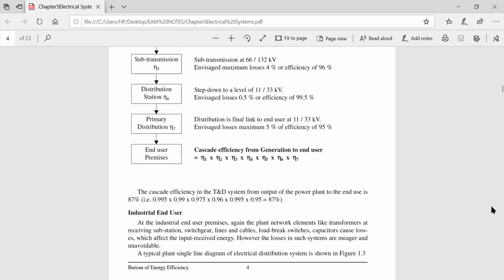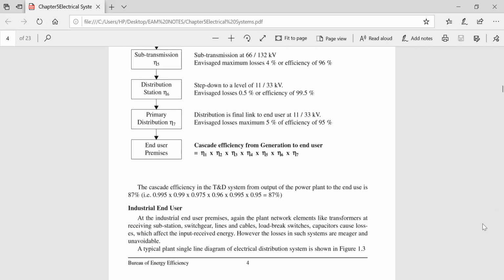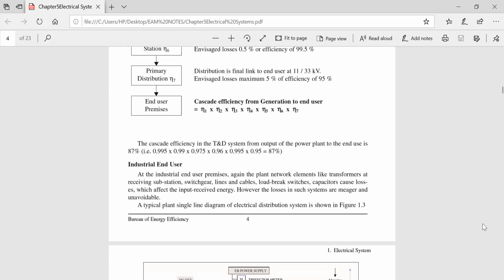Then the industrial end use, that is the premises, again the plant network elements: the transformers, receiving substations, switchgears, lines, cables, load circuit breakers, capacitors. These are there that affect the input received energy. Whatever the losses in the system are major, some are avoidable, some unavoidable.